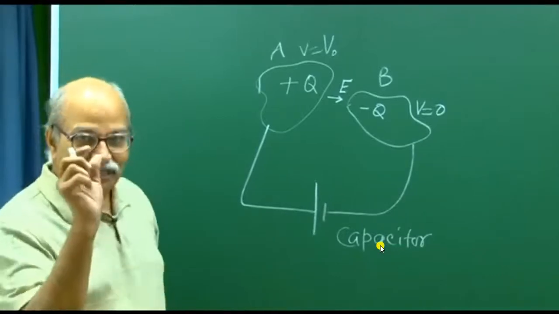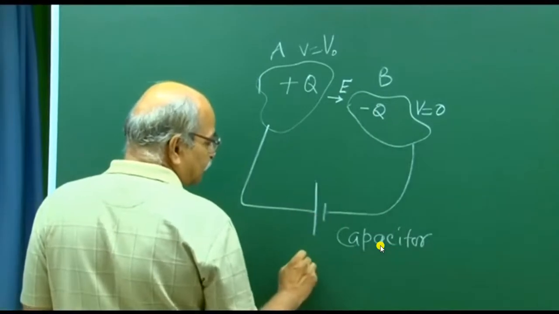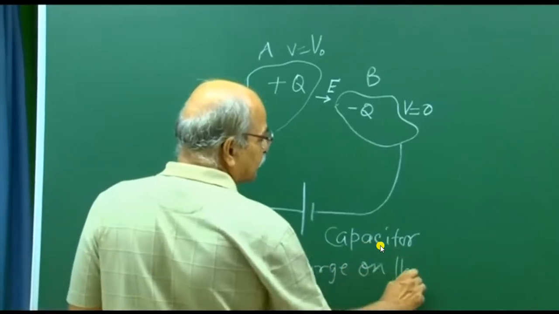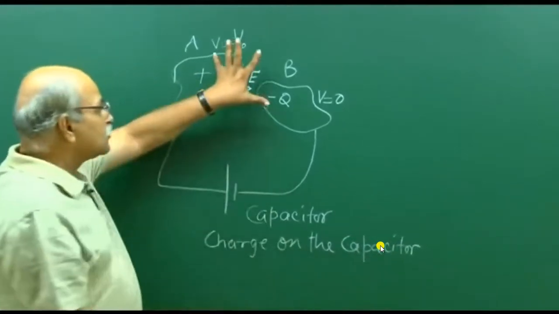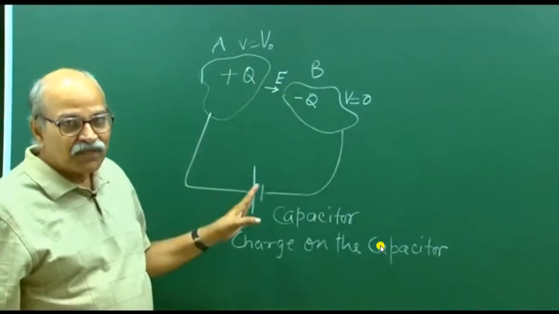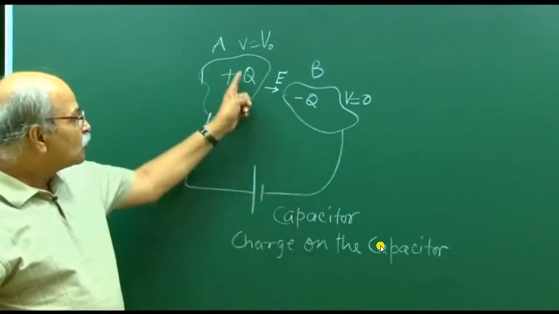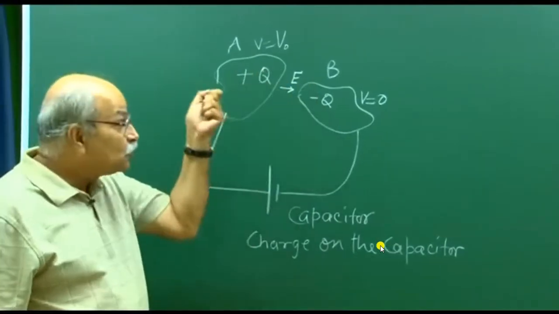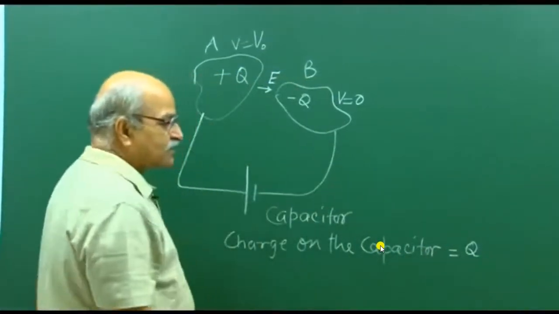Now, there are some terms. First is, let us say, this charge. So, there is a term called charge on the capacitor. As such, the charge on the capacitor is 0. You have plus Q charge here, minus Q charge here, it is 0. But this term charge on the capacitor is used for the common magnitude of these two charges, plus Q and minus Q. So, that Q, common magnitude, is known as charge on the capacitor.